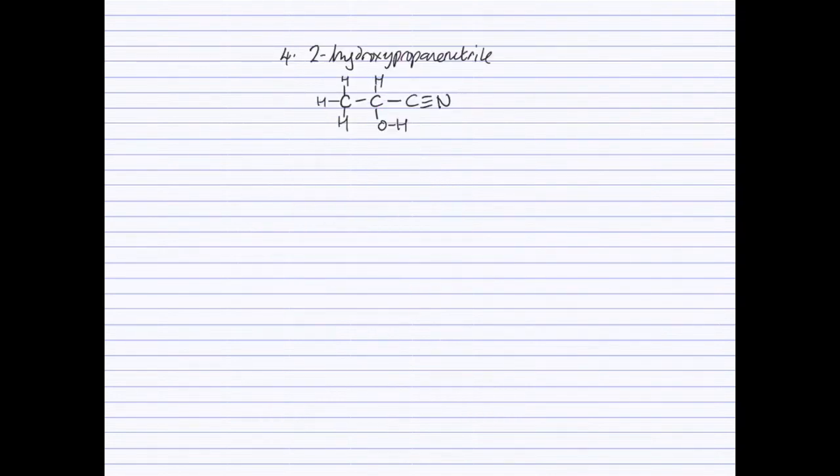So the final molecule we're going to look at is 2-hydroxypropane nitrile. Let's identify the chiral centre. Well, when you come to draw a nitrile, make sure you show the carbon triple bond nitrogen as your nitrile group. So on position 2, we have a hydroxyl group, we have a nitrile group, we have a hydrogen, and we have a methyl group. So clearly the centre of a symmetry is carbon number 2.